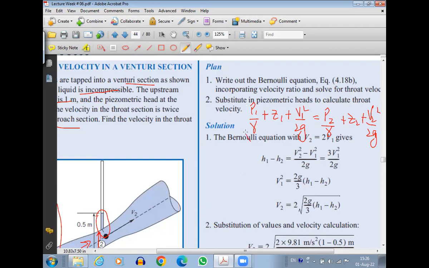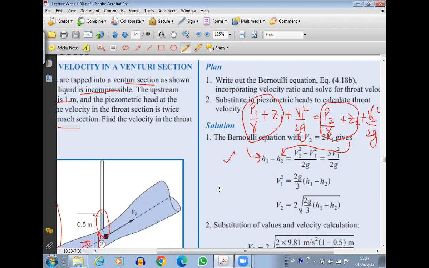Now here, P1 upon gamma plus Z1 is the piezometric head at point 1, and this I can write here as H1. P2 upon gamma plus Z2 is the piezometric head at point 2, and this I can write here as H2. So I can say here H1 minus H2 will be equal to V2 square upon 2g minus V1 square upon 2g. So this is what's written here: H1 minus H2 is equal to V2 square minus V1 square upon 2g, right?